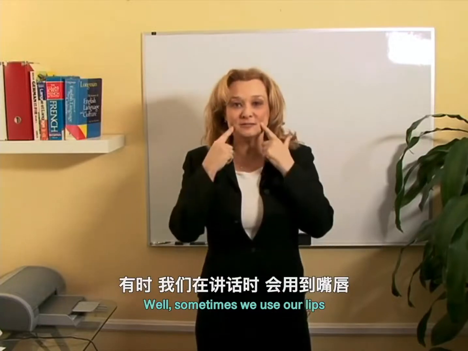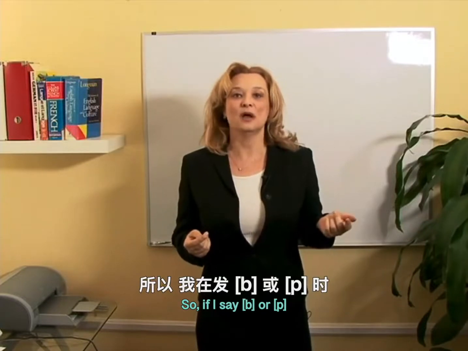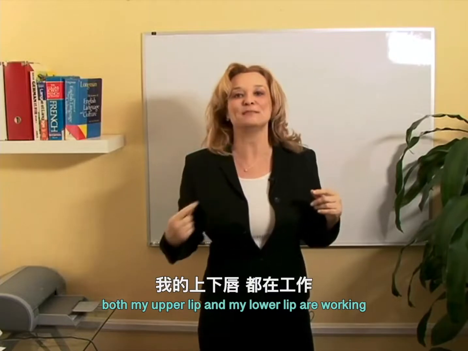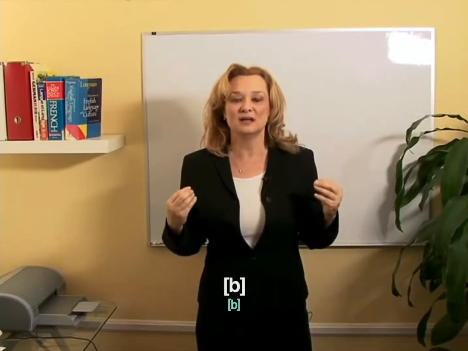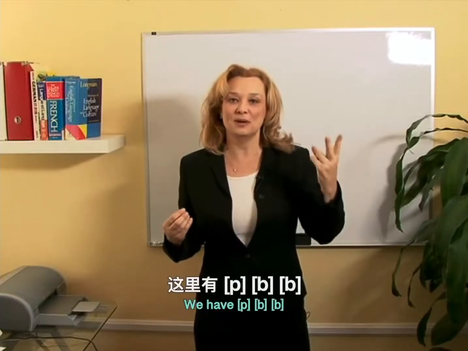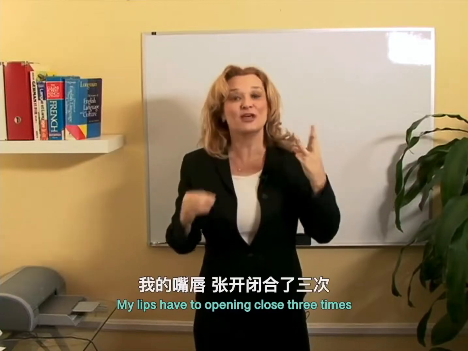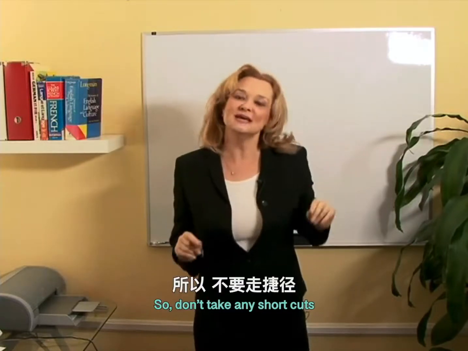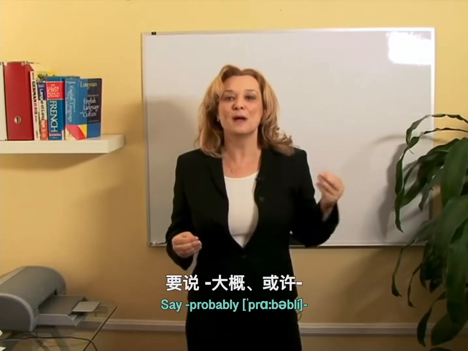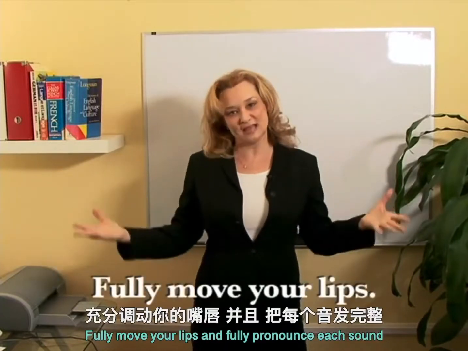Well, sometimes we use our lips, right? So if I say b, b, b, or p, p, p, I'm putting my lips together. Both my upper lip and my lower lip are working. So when I say "probably," we have a p, b, b. My lips have to open and close three times. So don't take any shortcuts. Don't say "probly." Say "probably." Fully move your lips and fully pronounce each sound.